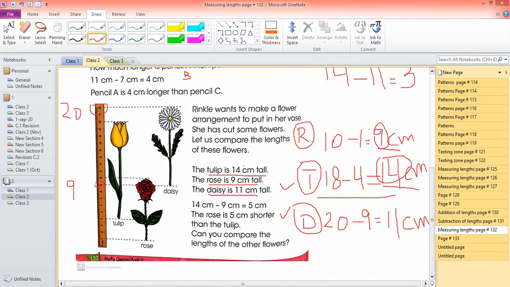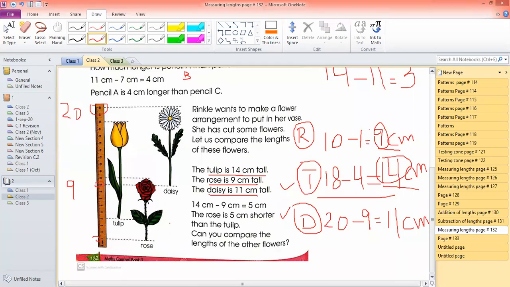There was one more example which we completed yesterday, that was about the length of these flowers, which was arranged by Wrinkle. She wants to make a flower arrangement to put in her vase. She cuts some flowers. We need to compare the length of these flowers. So you check the length of these flowers by one of the methods we learned to measure the length. Here, Rose is starting from 1, and that is reaching up to 10. So 10 minus 1 equals 9 centimeter. In that way, you find out the length of Rose.